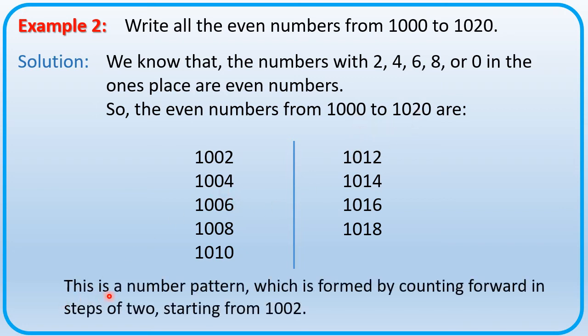Here, this is a number pattern which is formed by counting forward in steps of 2 starting from 1002. This is also a number pattern formed by counting forward in steps of 2. As we took in example number 1, to get the second number, add 2 to the first number. 1002 plus 2 is 1004. 1004 plus 2 is 1006 and so on. This is how a number pattern will show a common relation between all the numbers in the pattern.